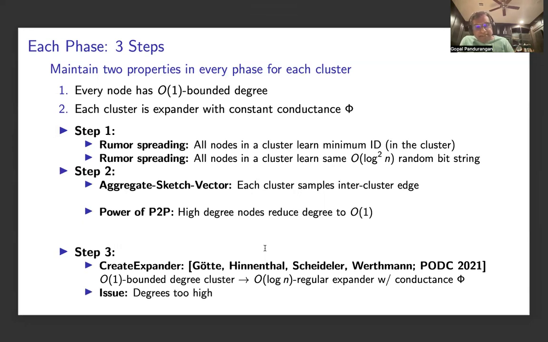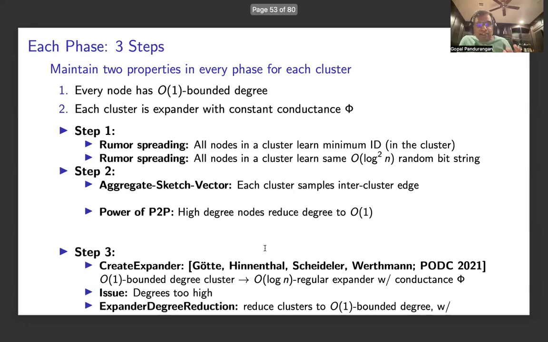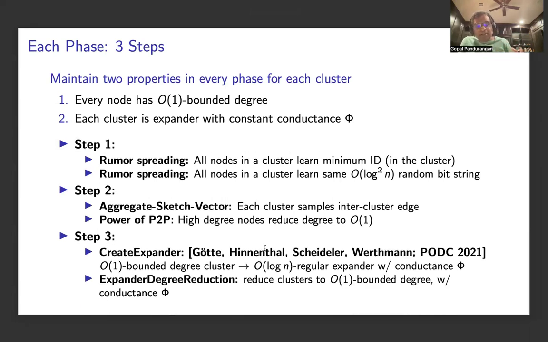And one thing is, initially we had our clusters at constant degree, that was the invariant. But by doing this, we got an expander, but its degree slightly increased. So we cannot allow this to happen in every phase, because then the degree will keep going up. I mean, log n will become log square n and so on. So we have to reduce the cluster degree. So we have a procedure that takes an expander of log n degree and makes it into a constant degree expander with again a fixed, constant conductance. Okay, so that's basically the 3 steps.